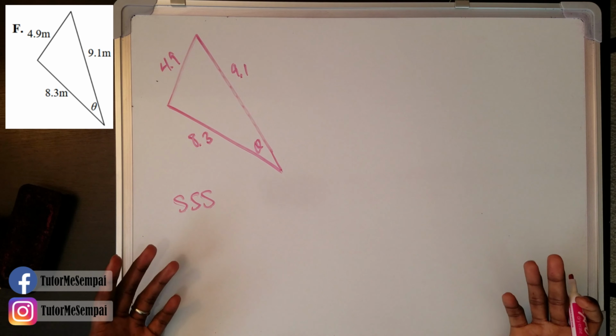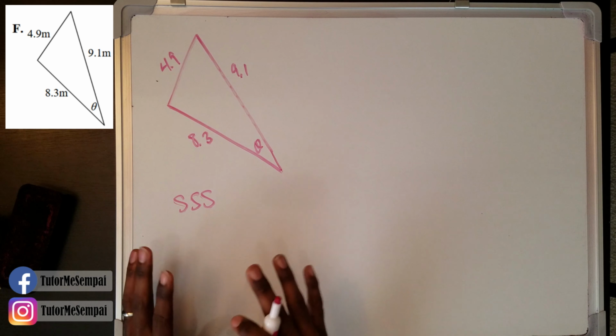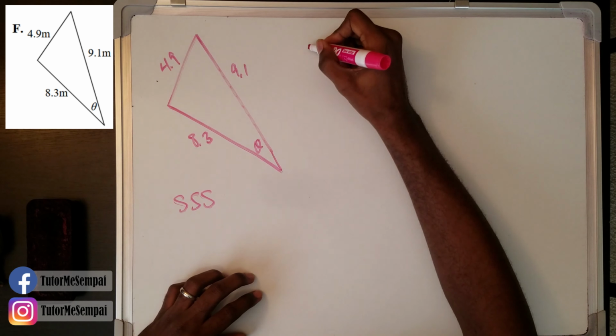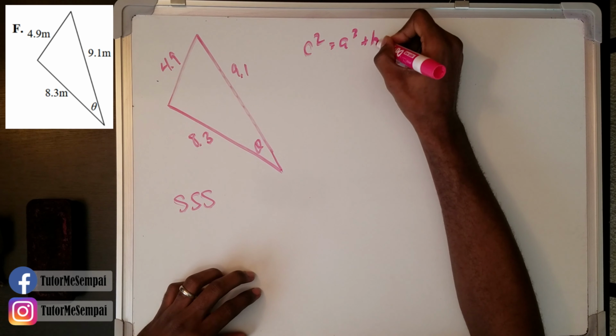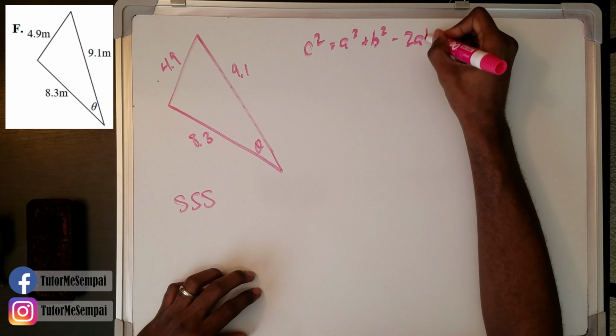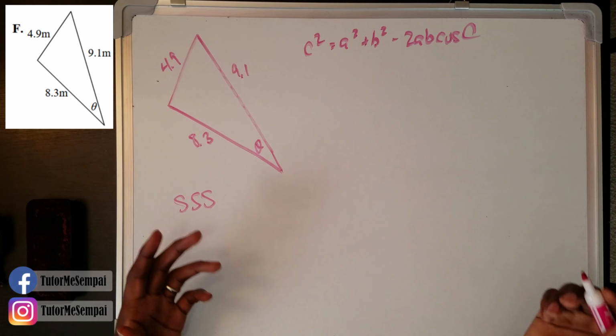It doesn't really matter. Just make sure you're consistent in labeling your triangle so you know where you're plugging things in. So once again, I'm going to use the c squared one. c squared equals a squared plus b squared minus 2ab times cosine of big C. And I'm going to label this as such.